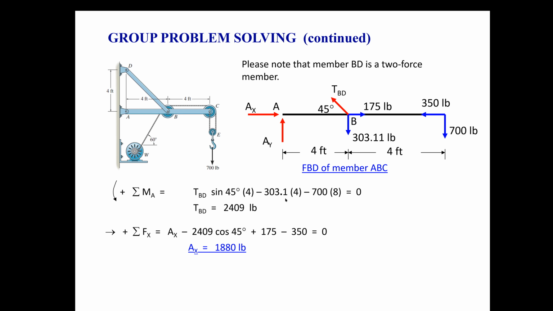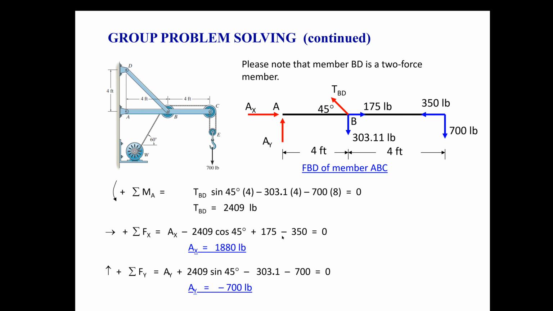AX is positive because it's drawn off to the right. This is negative. This is due to TBD and the x component of that. And then 175 off to the right. And then minus 350, which is off to the left. So then you can solve for AX.